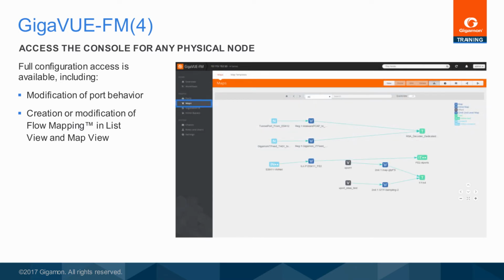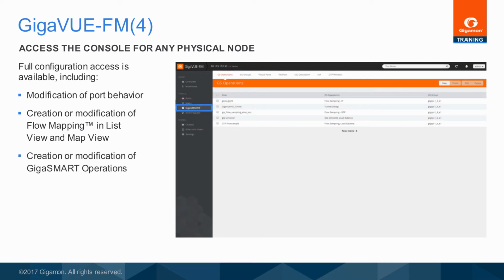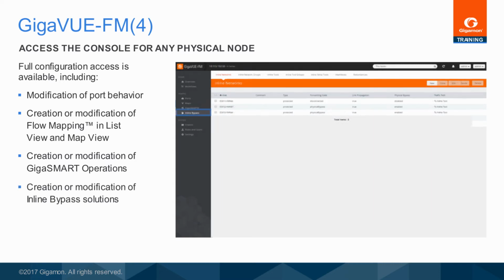You can display the flow mapping configuration in List View or Map View as well. Creation or modification of traffic intelligence packet optimization, which leverages one or more GigaSmart operations. Creation or modification of inline bypass solutions to protect against inline tool failures, power loss, and distribute the traffic load among many multiple tools, among many other benefits.